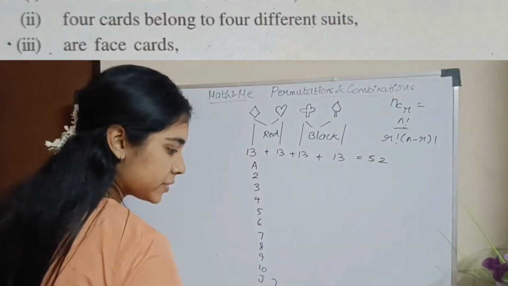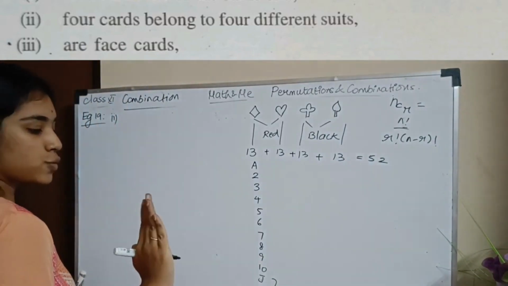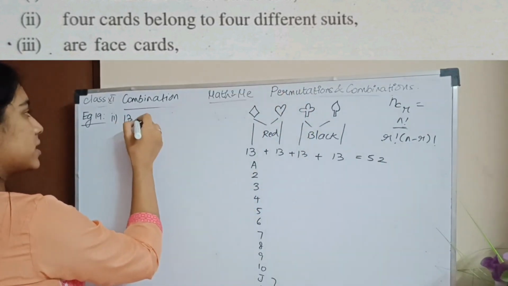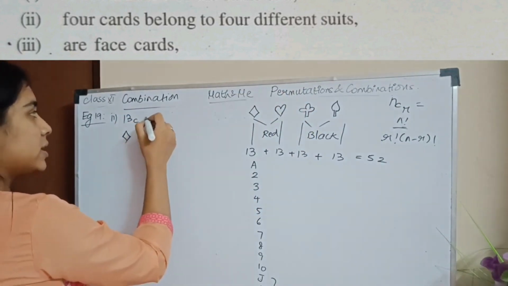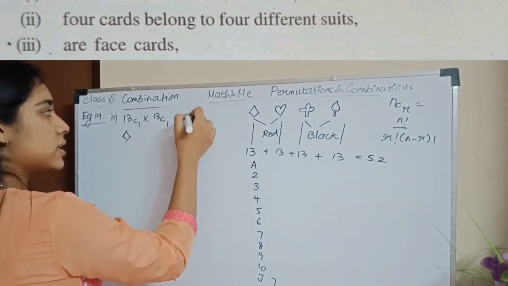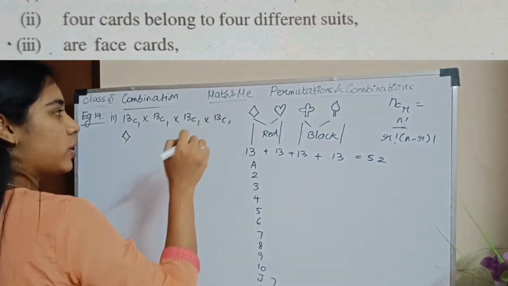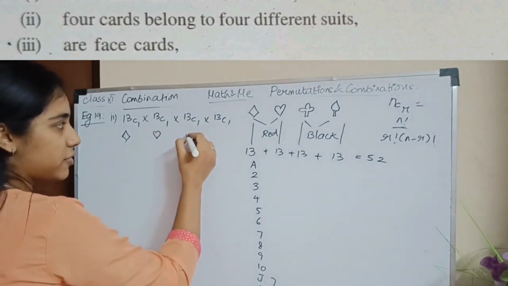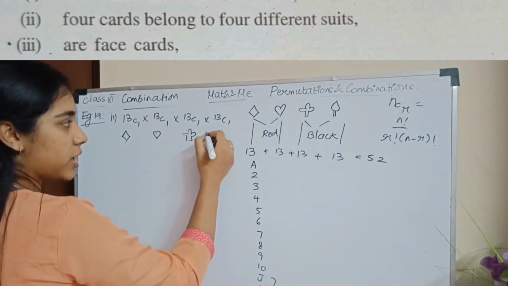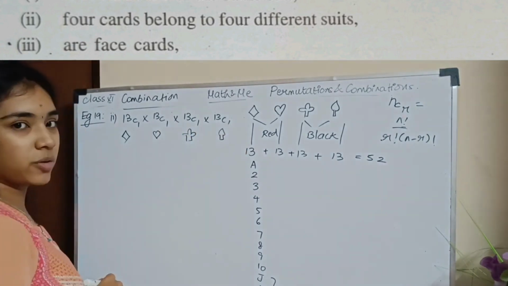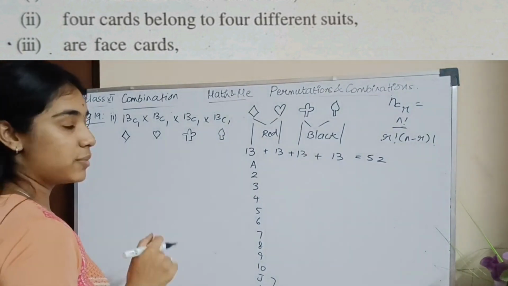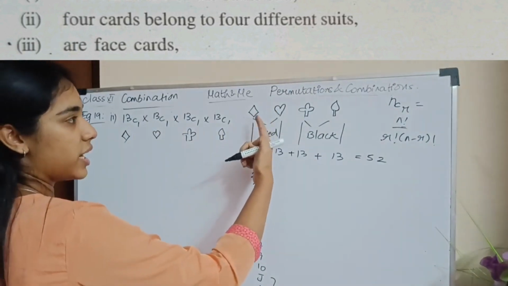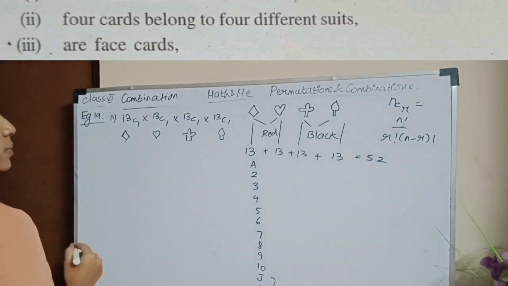Second subsection, 4 cards belong to 4 different suits. One from diamond, one from heart, one from clubs and one from spade. So it will be 13C1. This is from diamond times 13C1, 13C1, 13C1. I want 4 cards, so it will be multiplication. 1 card from diamond and 1 card from heart and 1 card from clubs and 1 card from the spade. Okay, so I have 4 cards from 4 different suits. One heart, one diamond, one club, one spade. Okay, so this will be my answer.